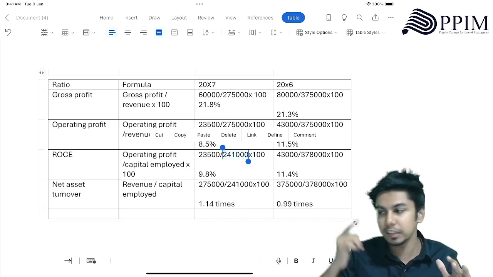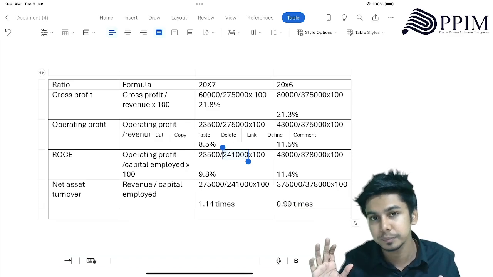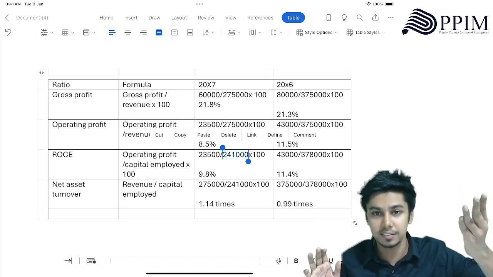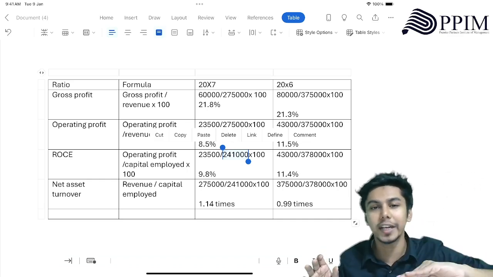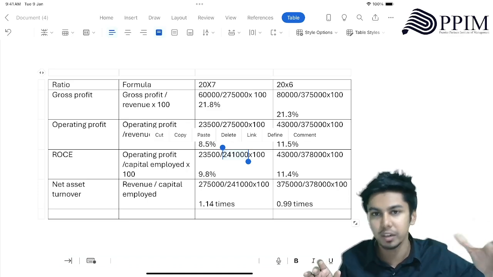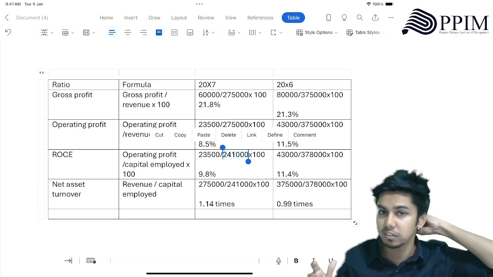Guys, technically, when capital employed is reducing, what should happen to ROCE? It should increase. But still, our ROCE has fallen. Why? Because our operating profits are not good enough. Our operating profits are low. Because of that, our ratio has not improved.